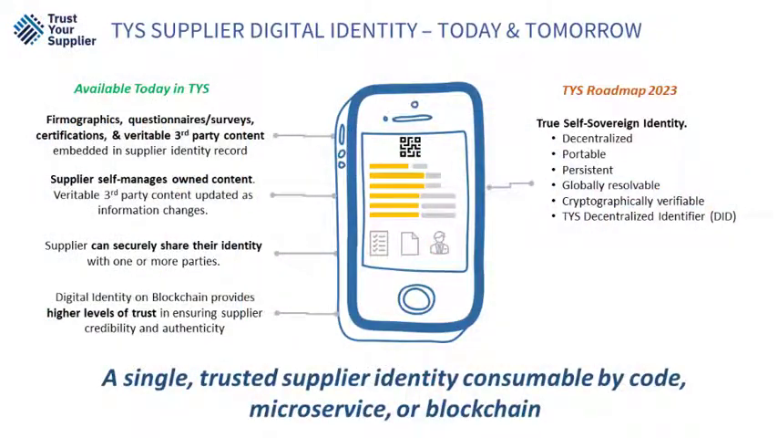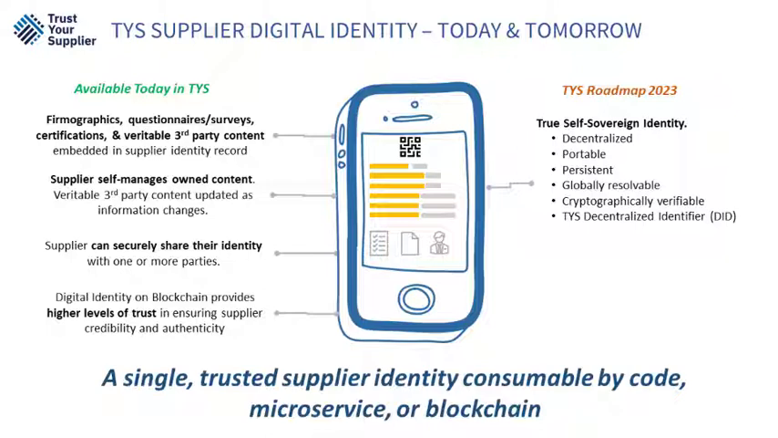Now, from a TYS perspective, a lot of the work has already been done. Today, in Trust Your Supplier, if you are a subscriber, if you are a supplier, you own your supplier record. You have a supplier record on blockchain that includes your firmographic, includes those questionnaires, those certifications, and that authoritative third-party content that we've talked about, already resident in the platform. The supplier today self-manages that content. That content doesn't come from any other source other than the supplier themselves.